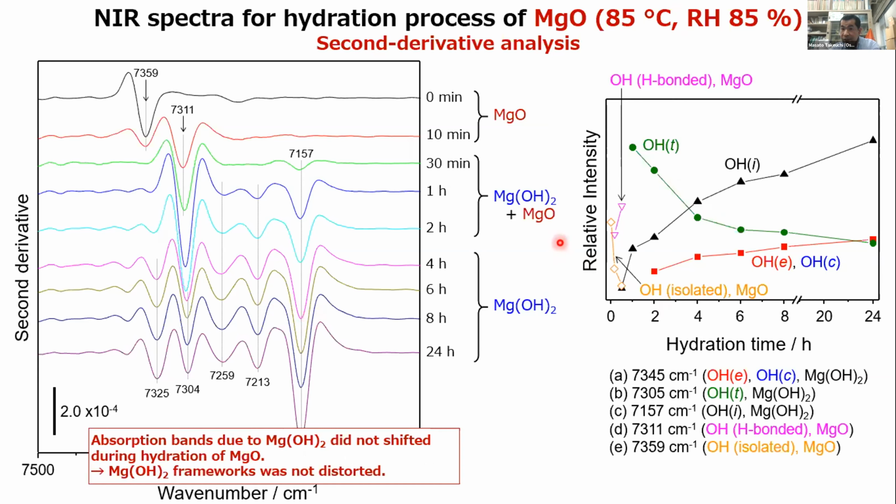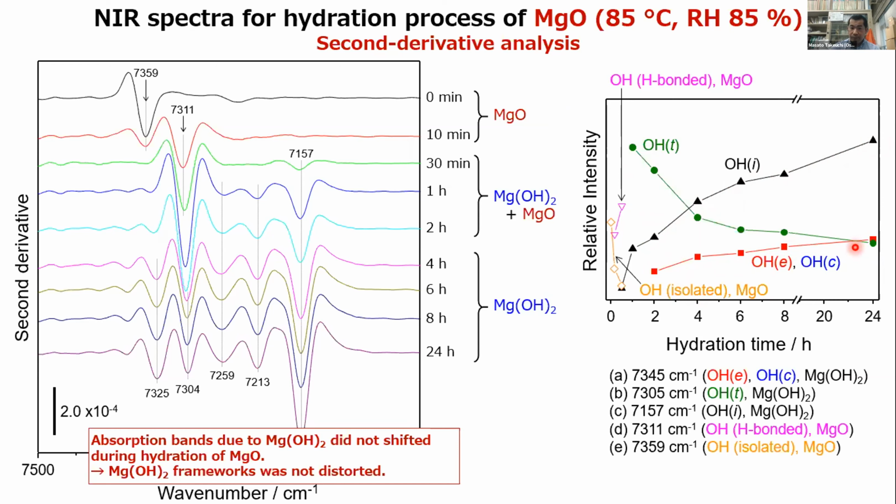And this figure shows the time course of the absorption intensities. In the formation process of magnesium hydroxide, interlayer OH increases, and also OH edge and corner increase, but OH terrace decreased. This behavior is quite important because it suggests the stacking of Mg(OH)2 layers.